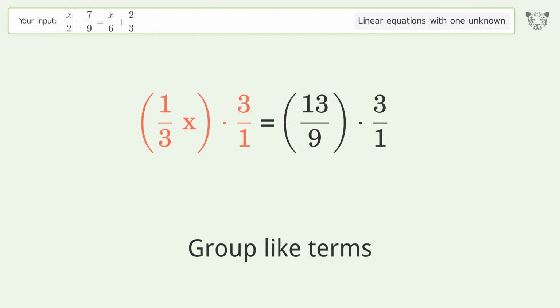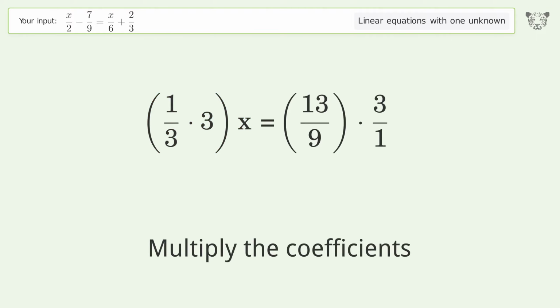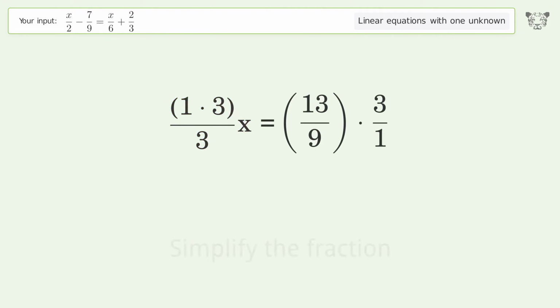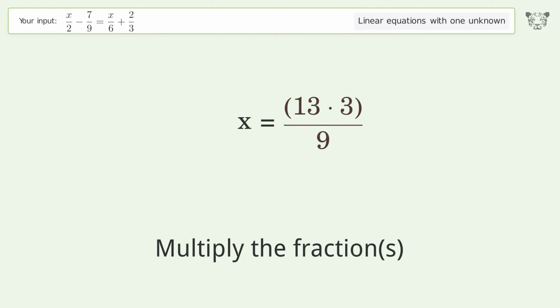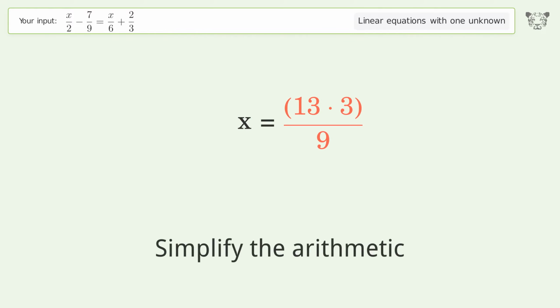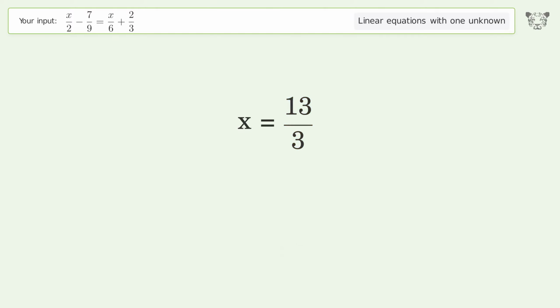Group like terms. Multiply the coefficients. Simplify the fraction. Multiply the fractions. Simplify the arithmetic. And so the final result is x equals 13 over 3.